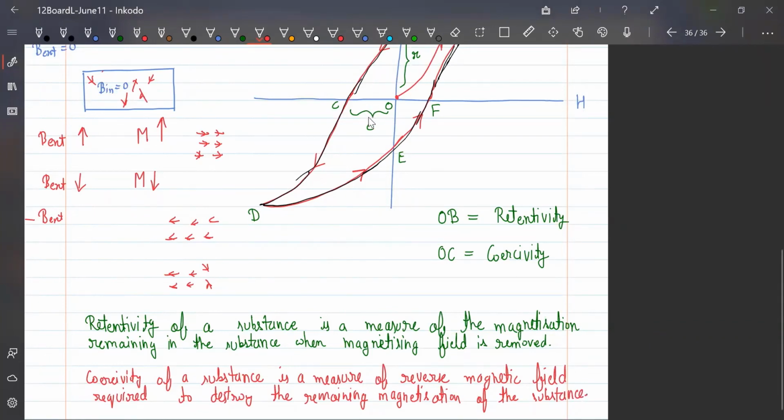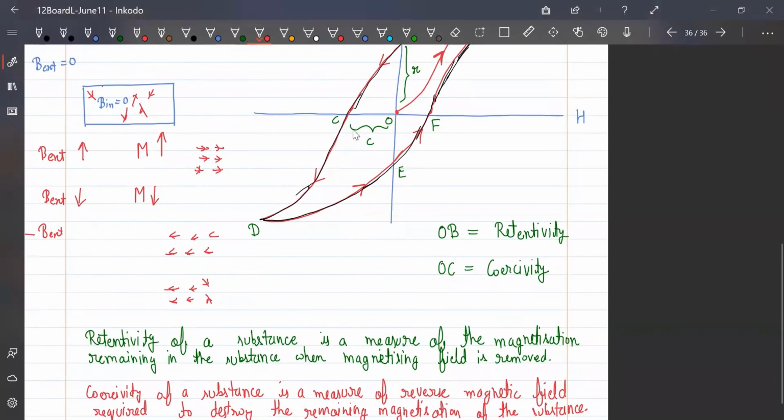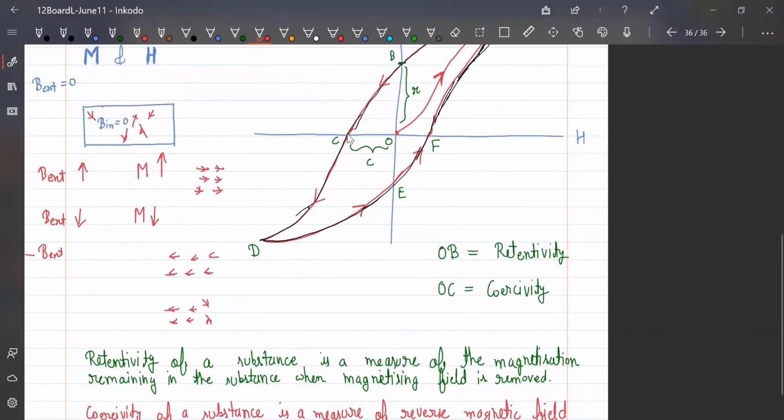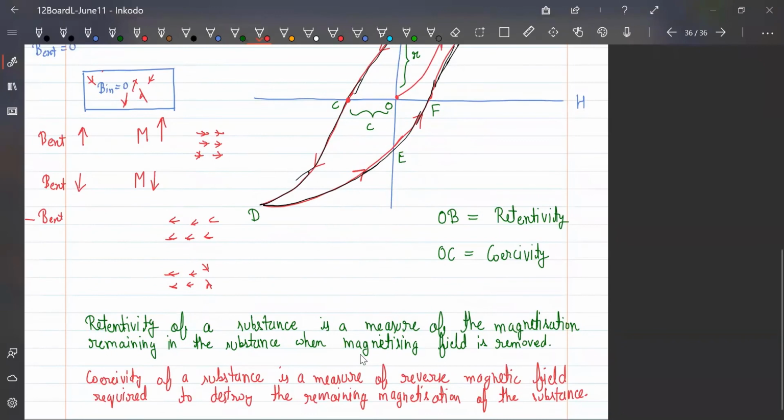So when we reach point C, in the opposite direction, the magnetization becomes zero here. At this point the magnetization is zero, but the value of H is negative. So this is the reverse magnetic field required to destroy the remaining magnetization of the substance. Note this down.